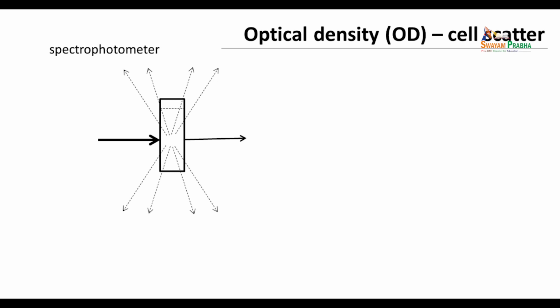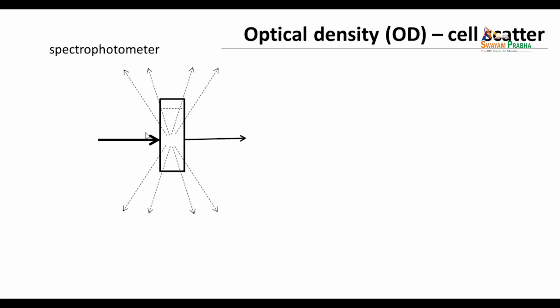The so-called optical density is measured by using a spectrophotometer, but it is actually a measure of cell scatter. It is not a measure of absorbance by the cell. This is something that you need to remember very clearly. We have a cuvette here that is placed.